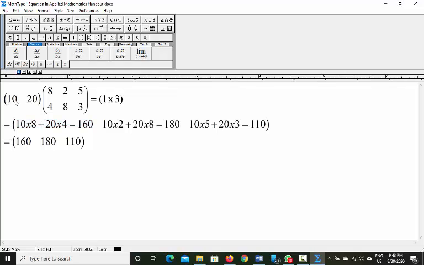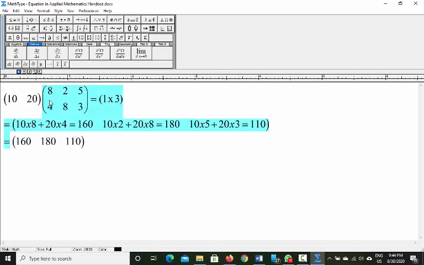Now we will multiply this row with the third column. So 10 multiplied by 5 plus 20 multiplied by 3. So 110. That means we got 160, 180 and 110. So that means what we are getting here, we need to use total.